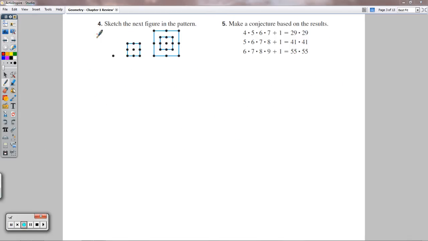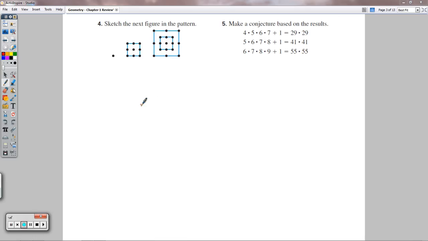So now we have something where we have to do an actual picture. We have to sketch the next figure in the pattern below. I see one dot here, and then I see that dot surrounded by 9 new dots here, and then I see that dot surrounded by those same 9 dots from the previous term, and then surrounded by 9 new dots, but it's a little bit wider. So it looks like the number of dots is not changing around the outside. It's going to be 9 around the outside still.